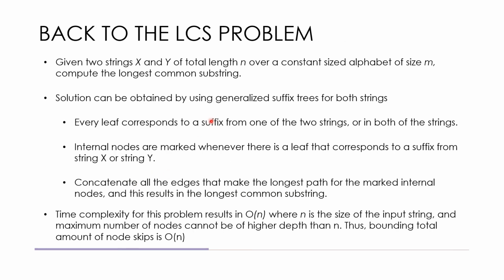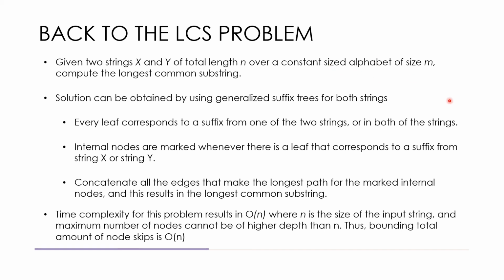So now that we have seen visually how the algorithm works, we can go back to the LCS problem. Like I said before, it just consists of 2 strings, and we are asked to compute the longest common substring. And the way we solve this by using suffix trees, or by using Ukkonen's algorithm, is by implementing generalized suffix trees.